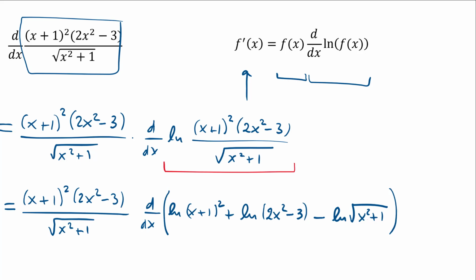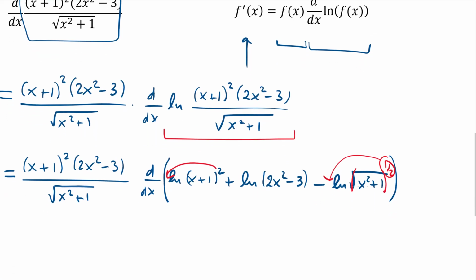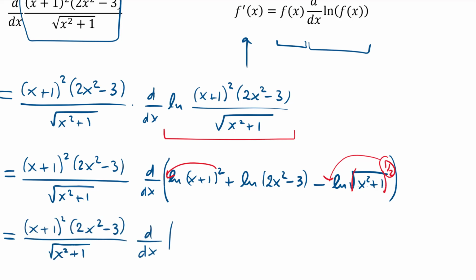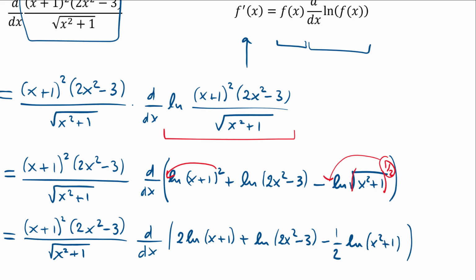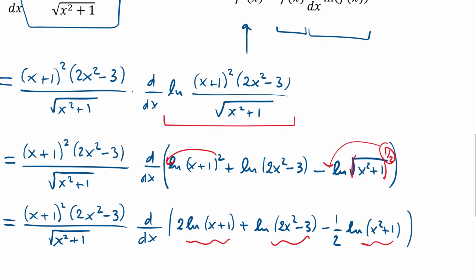We can do even better. We have a formula for logarithms that allows us to bring the 2 in front. And this square root, if you think of that as to the half, will also allow you to bring the half in front. So that we get the following. Again, f of x, the derivative of 2 log of x plus 1, plus log of 2x squared minus 3, minus half the log of x squared plus 1. So you see, all fractions, squares, square roots just vanish. And this is because of the good properties of logarithms. We can now find the derivative of every single log here, and we will basically be done.